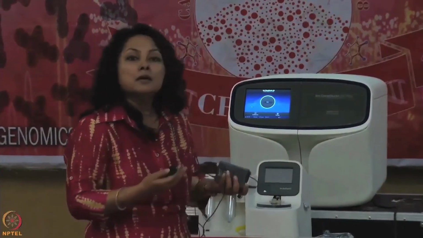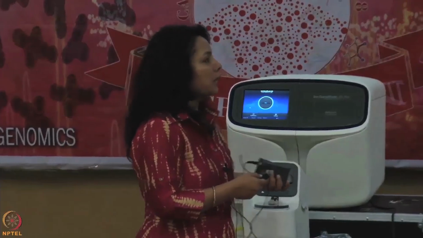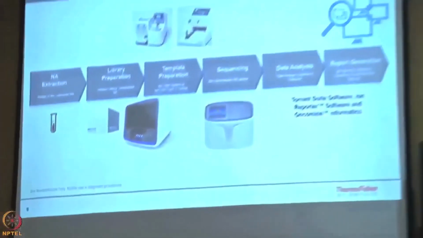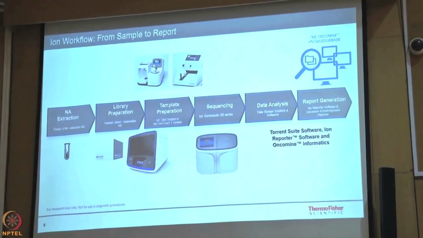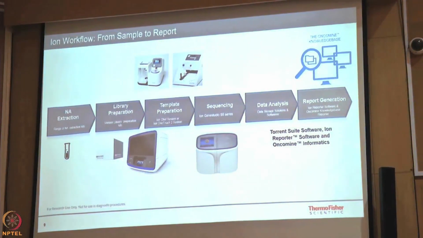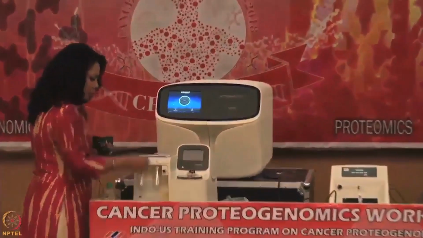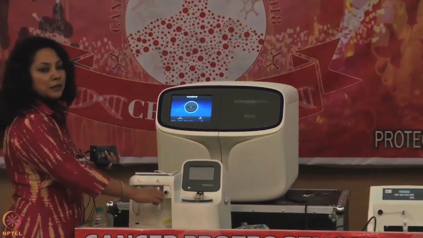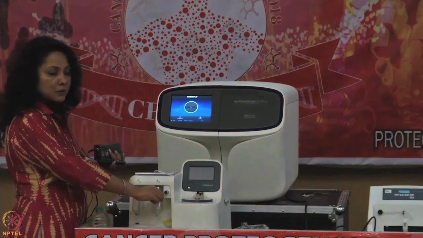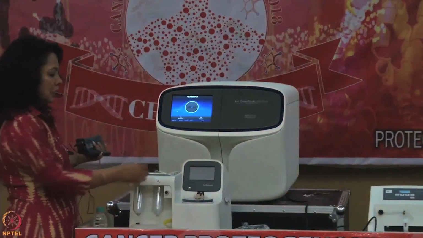amplify the targeted portions, and then once you have prepared this library, this is your template preparation. During this part, you are amplifying these library molecules onto the ion spheres. This is being done on this system, where there are two tubes: in one tube there is oil, and in the other there is a recovery solution or some kind of detergent.